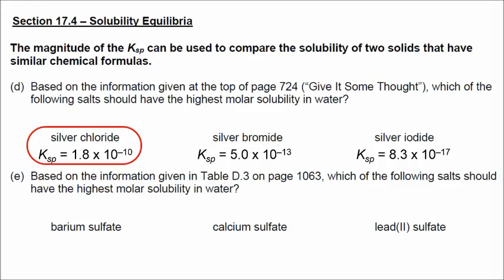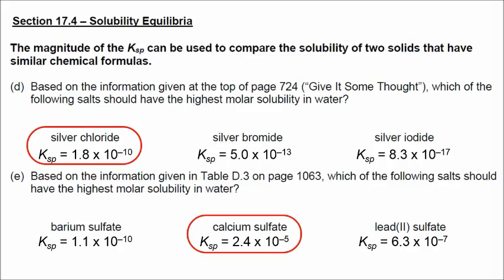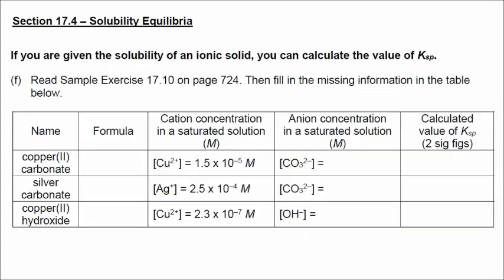In a similar example, we have three sulfate compounds: barium sulfate, calcium sulfate, and lead sulfate. And these KSP values are found on page 1063. The largest of these values is the one for calcium sulfate, so that salt should have the highest molar solubility in water. So what can we do with the value of KSP and the information about solubility? Well, we can do a couple of things here. If you're given the solubility for an ionic solid, you can calculate the value of KSP.